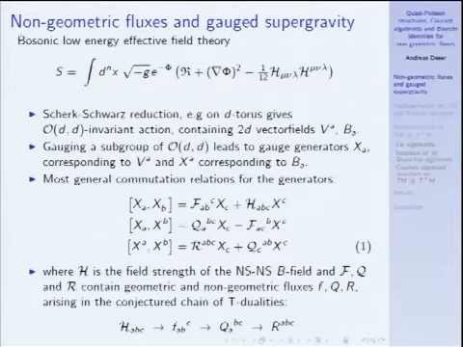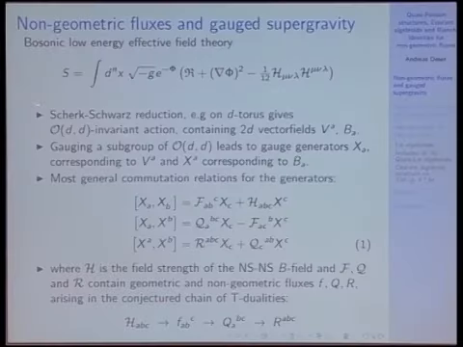If you start with this action and do a reduction on it, for example on a d-torus, you get the O(d,d) invariant action, which you can gauge. You can gauge a subgroup or the whole O(d,d) group. Then you get gauge generators which correspond to the vector fields which come from the Kaluza-Klein reduction of the metric and the B field. And you can make at least the most general ansatz for the commutation relations of the gauge generators, which is given by this one.